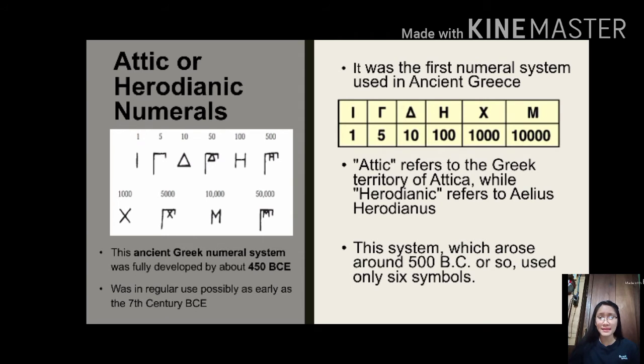Number 1 was represented by a vertical bar, just like in Roman numerals. Number 5 was represented by pi, although this numeral was often written with a short right here. Number 10 was represented by delta, 100 by eta or h, 1000 was represented by x or chi, and 10,000 was represented by m, called myriad.